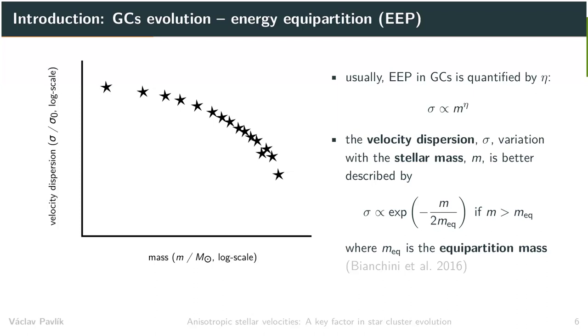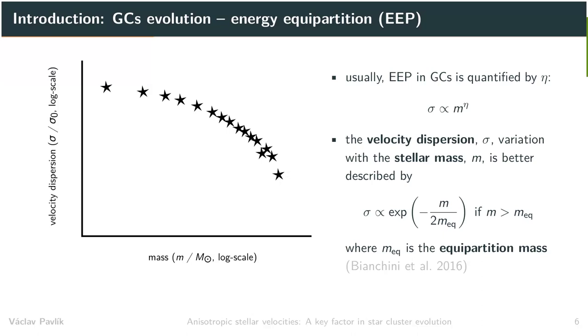I will shorten it as EEP because it's a really long word and it doesn't fit in my slides. Observers in the audience could recognize this formula, that velocity dispersion is proportional to a power law of mass. And you can determine the exponent to quantify the degree of equipartition in the system. Bianchini in 2016 found a better way to cover a larger range of masses for quantifying velocity dispersion. It's again velocity dispersion, but this time an exponential function of stellar mass, inversely proportional to some parameter that we call equipartition mass.